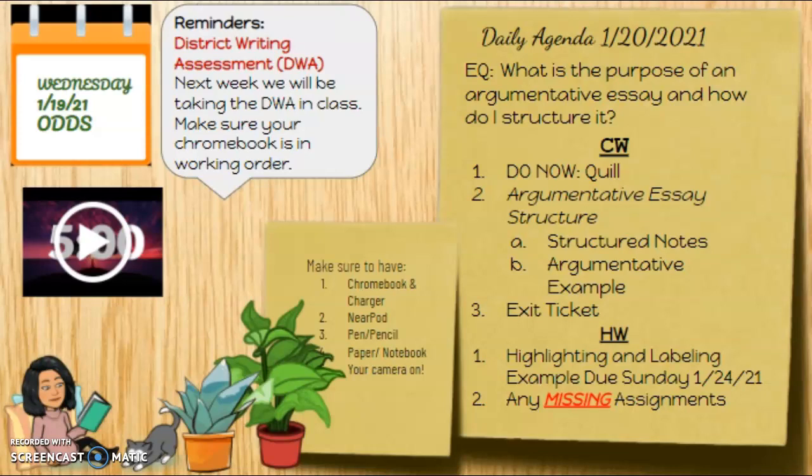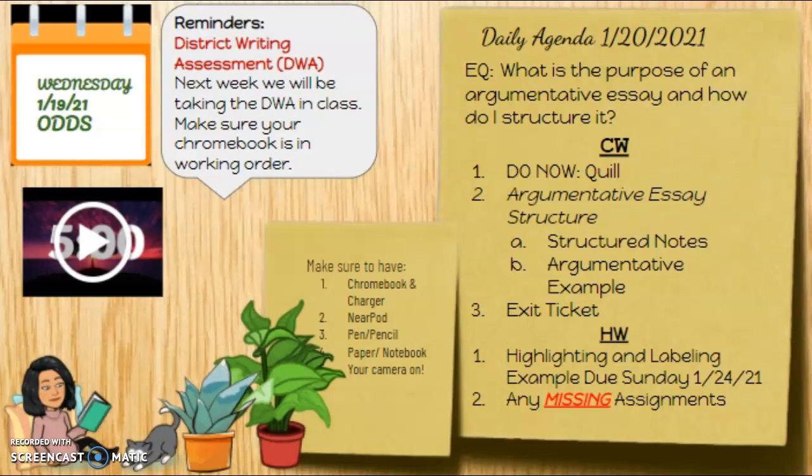So before we can begin, again, a reminder: DWA is going to be next week, so if you have an issue with your Chromebook, make sure you get that in working order. Also, as we mentioned today, I want to see those cameras. If your Chromebook is not working, one more time, take it to school if you have to, even if it's your second, third time. Go ahead and get that in working order. We want to make sure we're all participating in class.